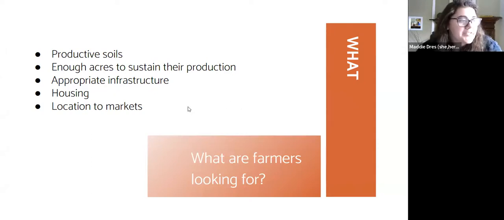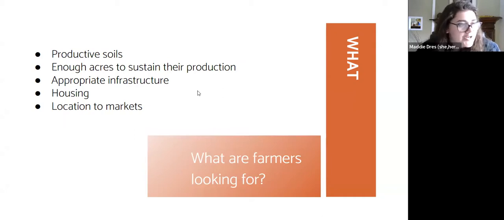Enough acres to sustain their production. For example, I have someone currently that's looking for half an acre in Connecticut, in a very specific area, obviously. But anywhere from half an acre to 100 acres or more is what farmers are looking for to sustain their production. So there's no property that's too small, really.